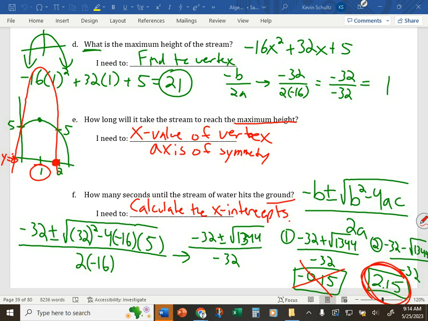Because when it comes down here, I put my 2 in the wrong spot, but it's going to hit the x-axis at 2.15 seconds. Okay? We didn't do math for nothing. You still found the x-intercept, but you have to figure out which one it is.